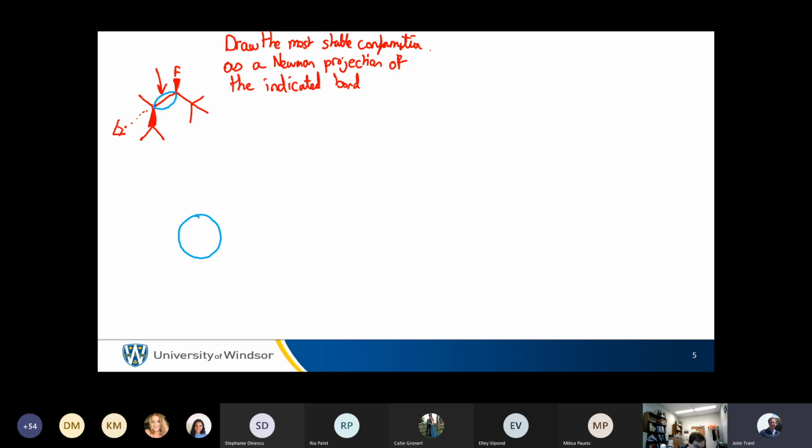It looks like many things, I'll put it that way. So if I'm looking up that way, right above my head is a methyl group. It's on the front carbon. This methyl group right here.